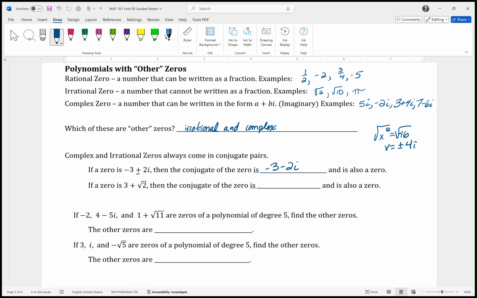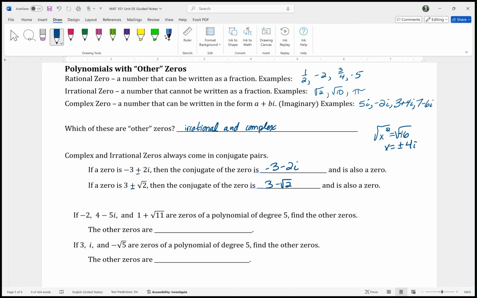Those are two zeros. In a similar way, 3 plus square root of 2, this is going to be where your plus minus is. So this would be 3 minus square root of 2. Okay? So basically it's just saying, hey, you can't have one without the other when it comes to complex and irrational. Rationals, on the other hand, do not have to have a pair. They don't come in conjugate pairs. You can just have a 1 and that be the answer. It doesn't have to have the -1 version with it. Okay, so a quick note on that.